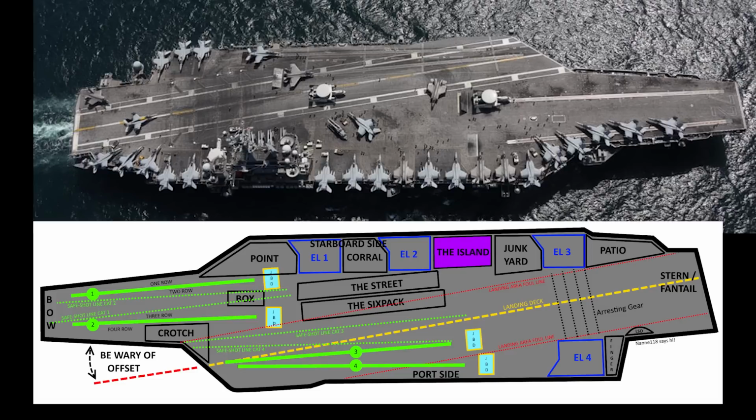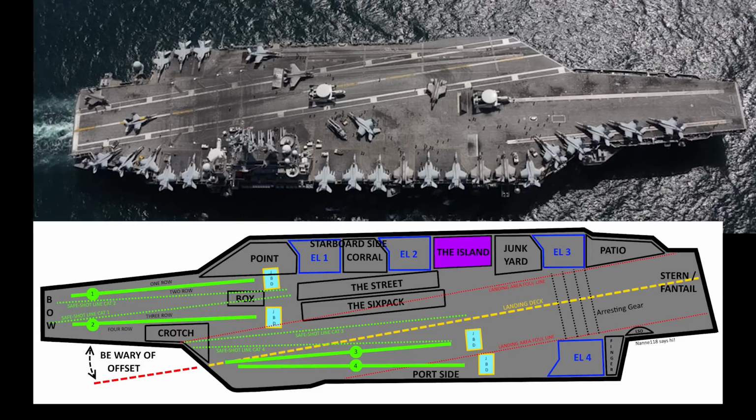The island, well, is the island. Behind the island, you have the junkyard where you generally put all of your deck equipment, and or a Hawkeye. Then you've got elevator 3, the patio, which can usually accommodate about 3 aircraft. Then you've got the fantail, where usually you'll see a bunch of aircraft, normally at least 4, either 4 Hornets or 4 Tomcats, during launch configuration of the carrier. And then the finger is right there behind elevator 4. Sometimes you can fit an aircraft there.